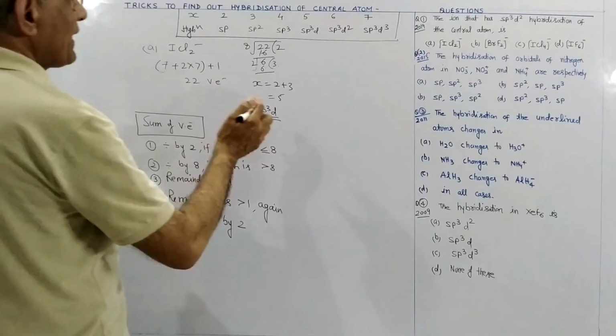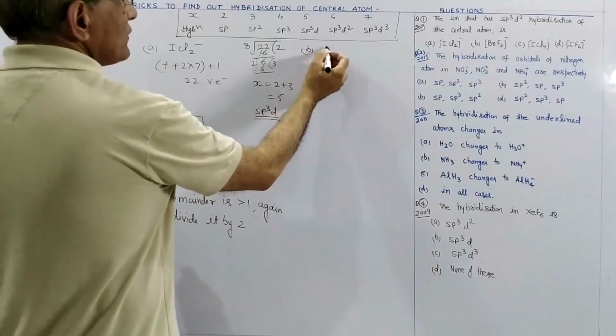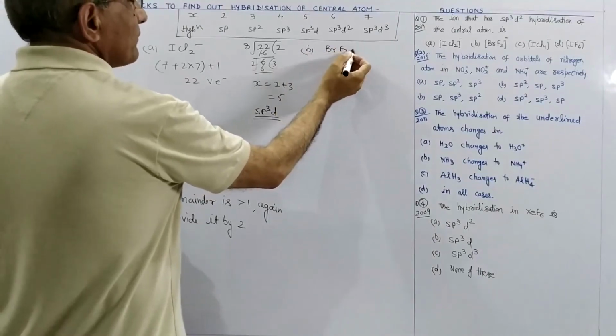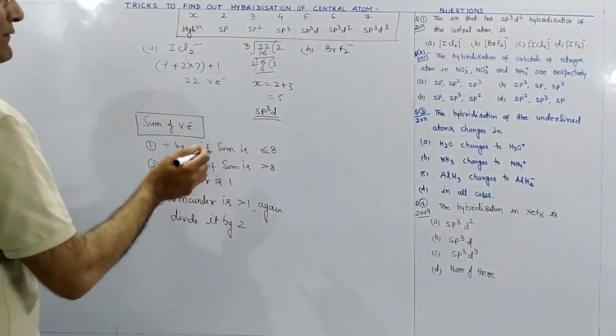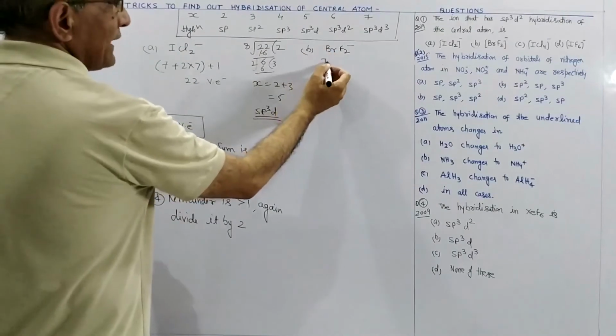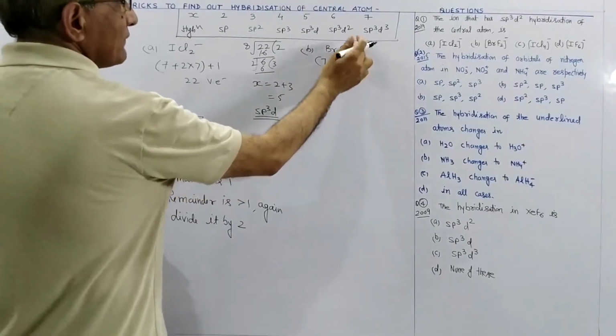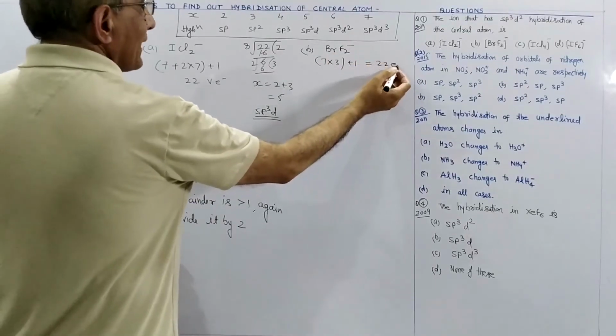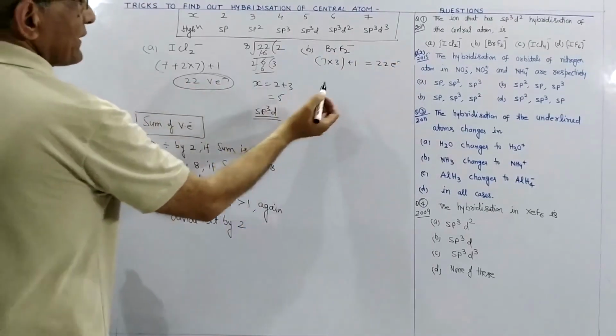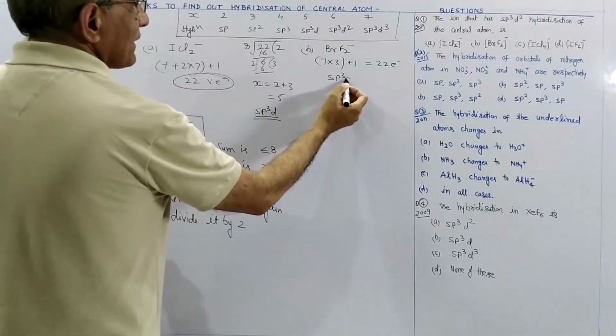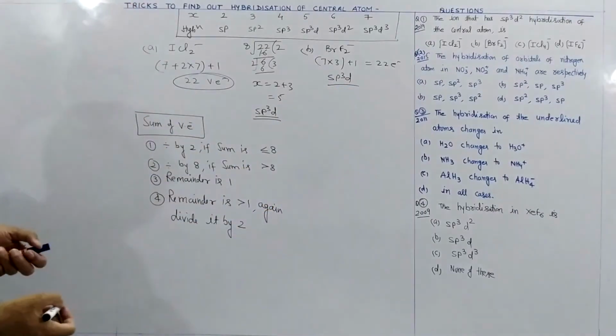Now we will check BrF2 minus. B option, BrF2 minus. Here again we have 3 halogens. So 3 halogens means 7 into 3, plus we have to add this 1 negative charge, 22 electrons. Here also it was 22. So again hybridization will come sp3d.